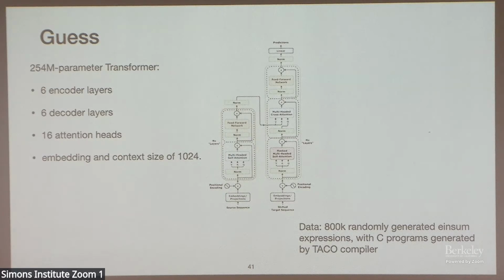So I think this is something like 4,000 times smaller than GPT-4. I think it's small. So Jose built this language model, and he trained it. One of the challenges in lifting is the availability of data. We obviously don't have a lot of C to TACO pairs. So Jose trained this language model with artificially generated data. He randomly generated TACO programs, and then he compiled them down to C, and he trained it with those pairs.